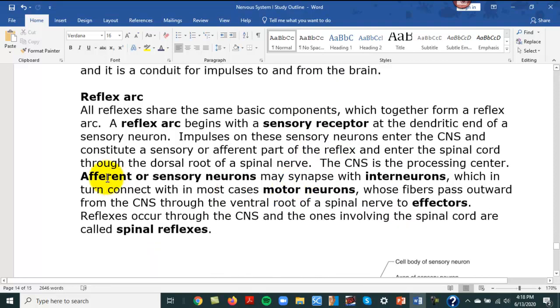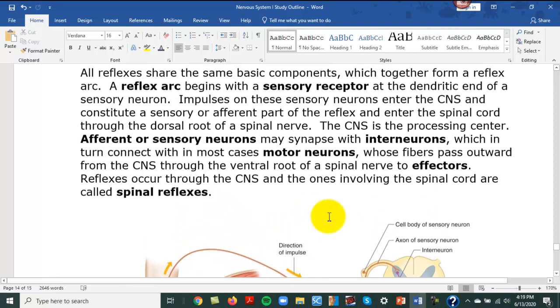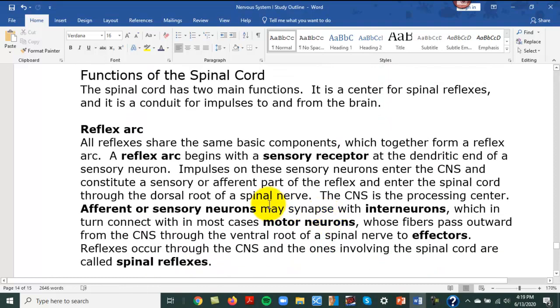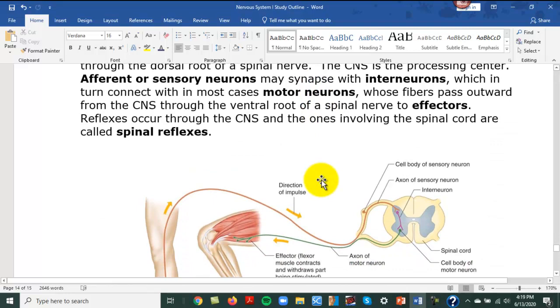Functions of the spinal cord. It is an area for a reflex arc, and this is a great example. Reflexes, and it also connects the brain to the peripheral nervous system. That'll be the last part of this. So this is called a reflex arc. You have to know all of the parts of a reflex arc.